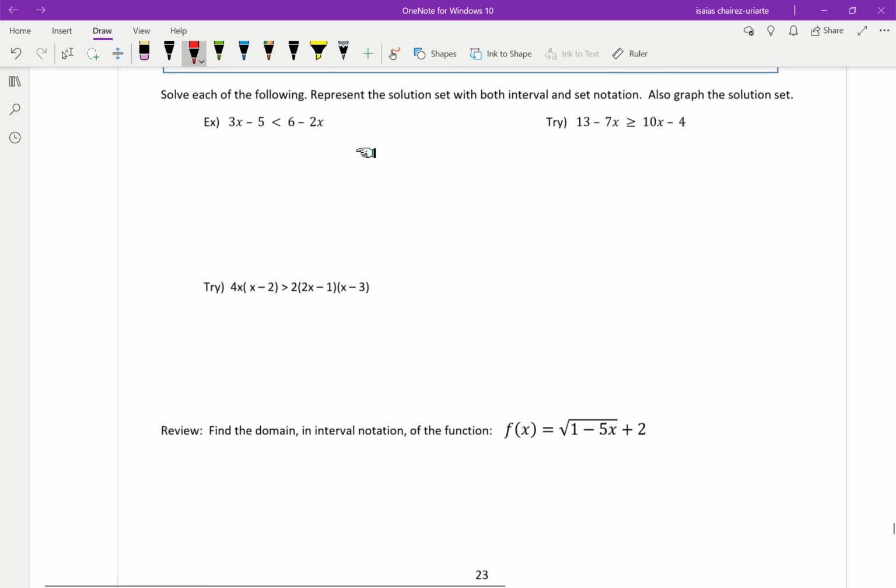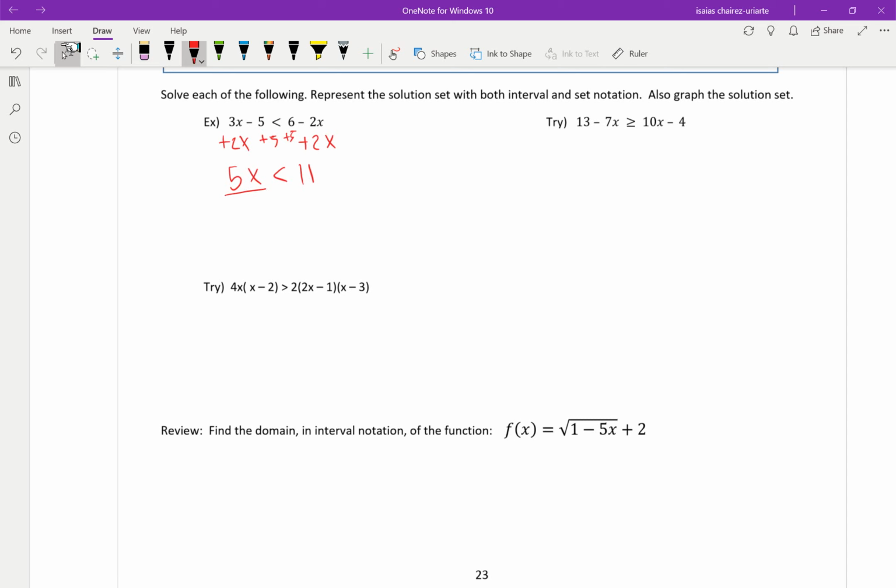Alright, so let me begin with the top left one. I'm going to solve first. Just remember, anytime that you multiply or divide by a negative, the inequality sign flips. So keep that in mind. I'm going to begin by adding 2x and adding 5. So 3x plus 2x, that's 5x, and then less than 5 plus 6, that's 11. Notice that right now I haven't done any division or multiplication. All I've done is add or subtract, so my inequality sign stays the same.